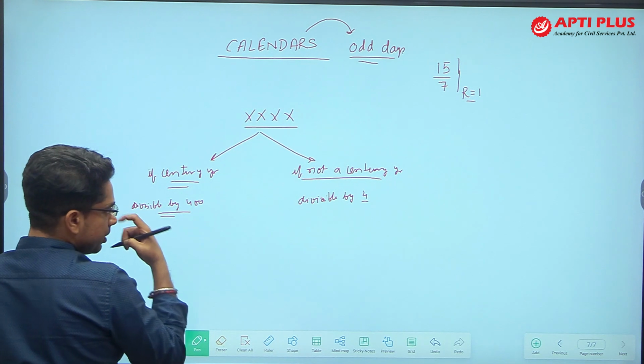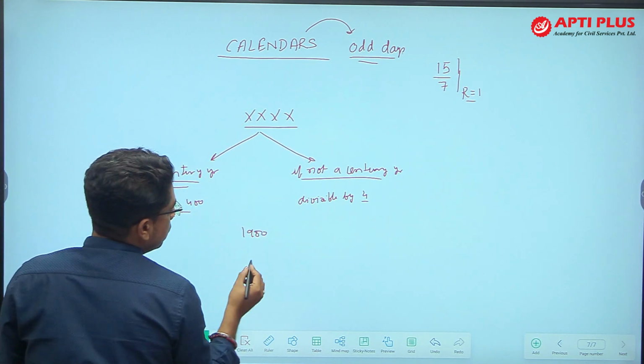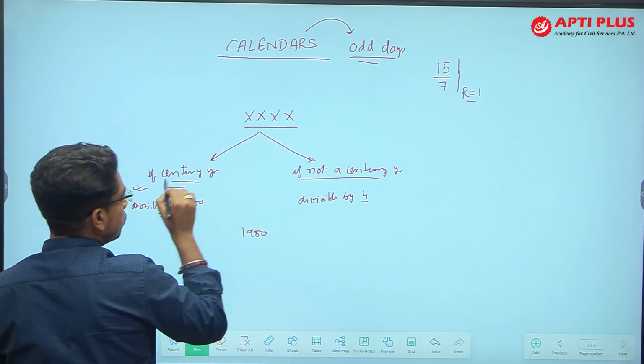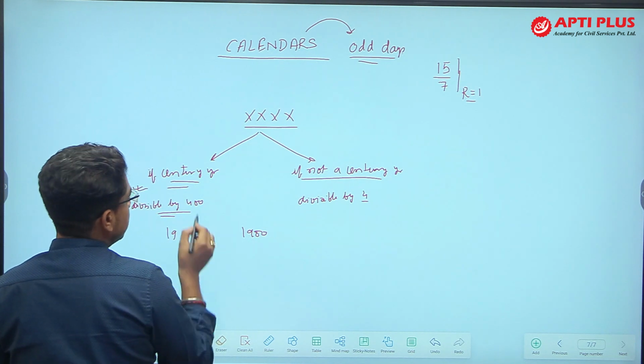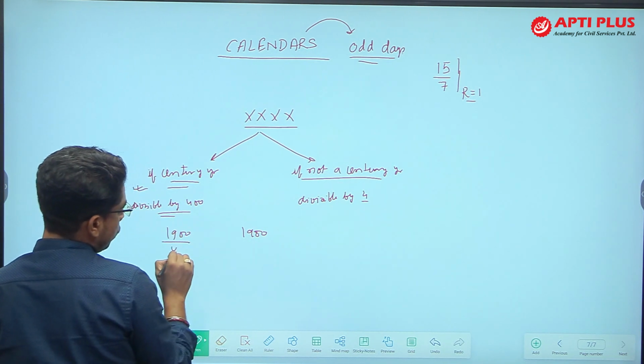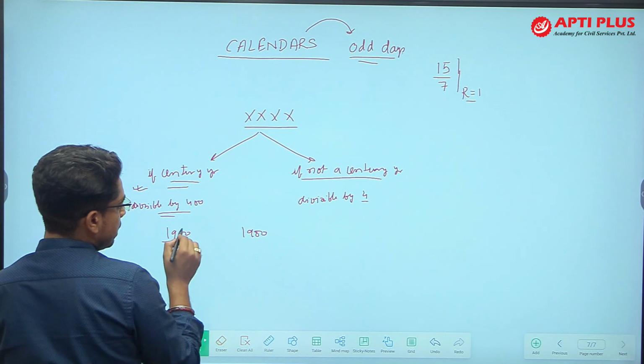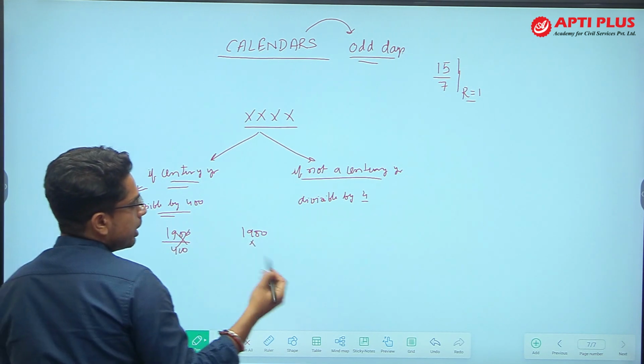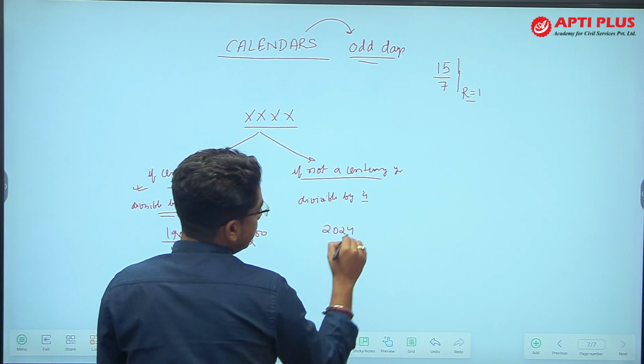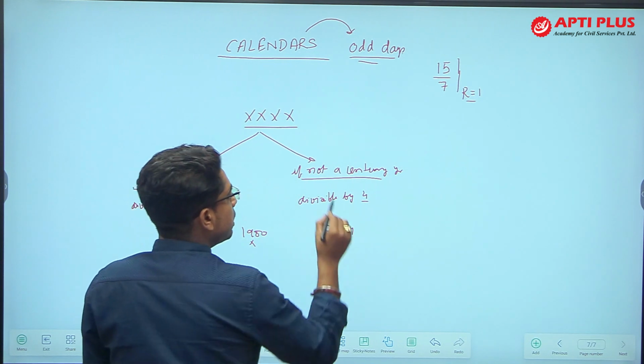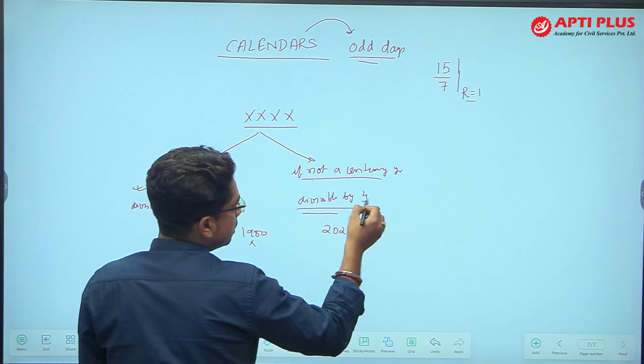So, if I ask you the year 1900, is it a leap year? First, it is a century year. So, check if it is divisible by 400. No, it is not divisible. Hence, this is not a leap year. Likewise, if I ask you the next year that will come, 2024, is it a leap year? 2024 is not a century year. So, I simply check the divisibility by 4.